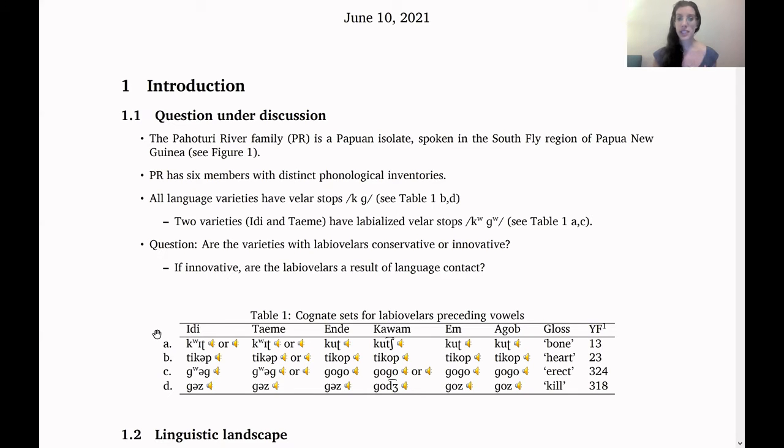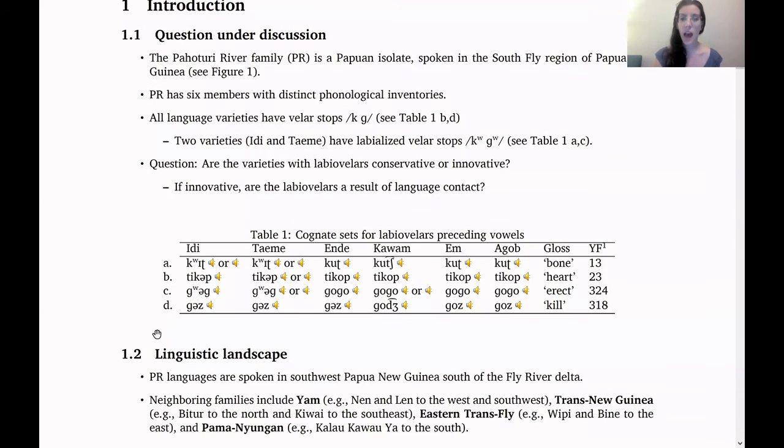So what interests us today is the fact that in this language family, all of the language varieties have velar stops. For example, in the word heart, all 6 of the languages have a word something like tikop. Let me play you the Ende for heart.